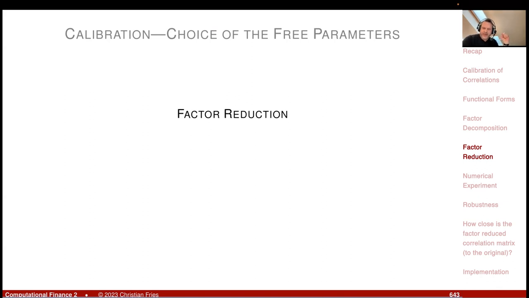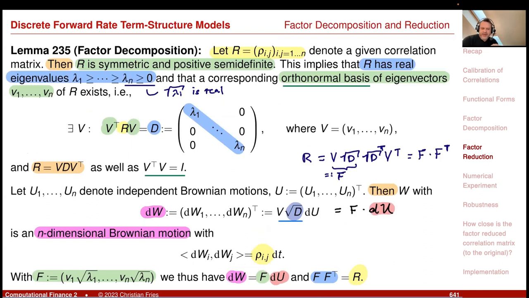To understand what we are doing, maybe we go back to the lemma and have a closer look at the matrix F here. F times dU means that you take a column of F and multiply it with dU1. You take the second column of F and multiply it with dU2, and so on. And this column is then the movement of the interest rate curve. So every column here describes a movement of the interest rate curve.